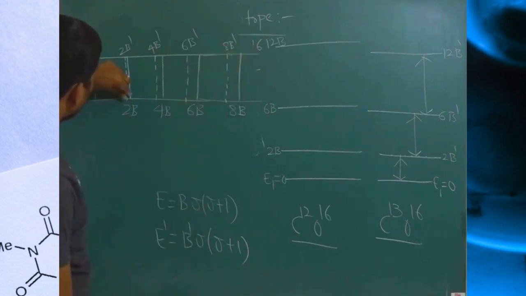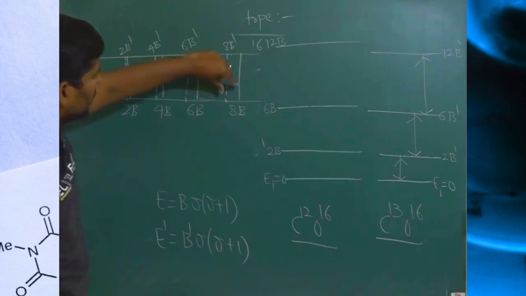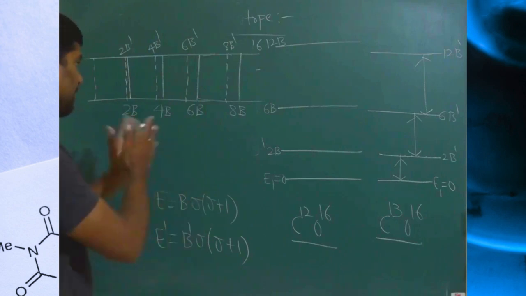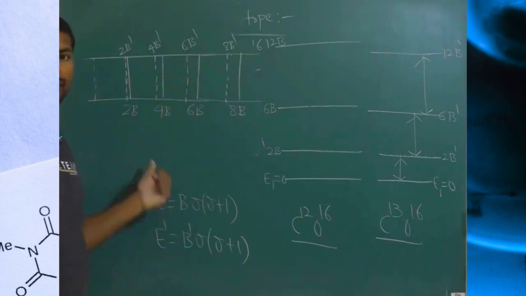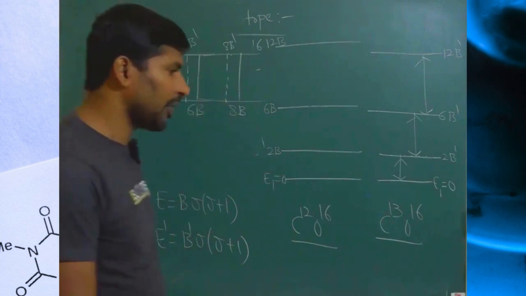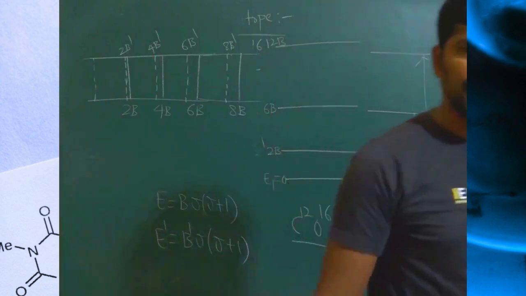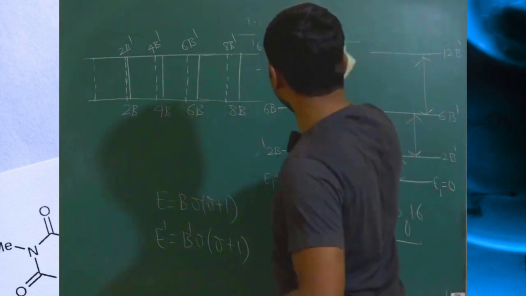Since here it decreases only 2 times, that's why there is a small gap. Here 4 times, 6 times, here 8 times. The gap increases between 2B and 2B dash, and between 8B and 8B dash. Since here 2 times we have, here 8 times we have. That means there is an effect of isotope on rotational spectra. Like this, isotope affects rotational spectra.